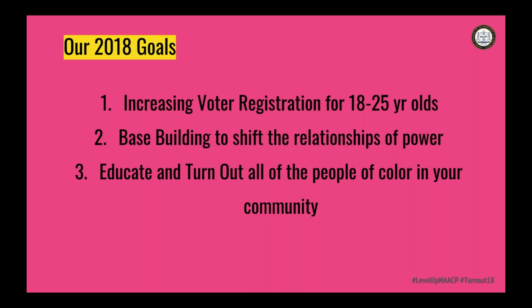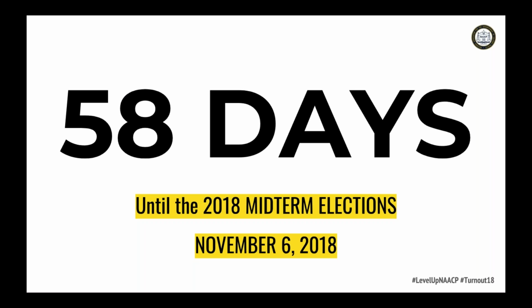Just a reminder of our 2018 goals for our Level Up NAACP campaign. Number one, we want to increase voter registration for 18 to 25-year-olds. Number two, we want to begin to base build, which Derek will be talking about later, to shift relationships of power. And number three, we want to educate and turn out all people of color in our community. When we're thinking about our voter turnout campaign, we want to think about how we are achieving these goals in our communities and at our schools. Today we'll be focusing mainly on number one and number two.